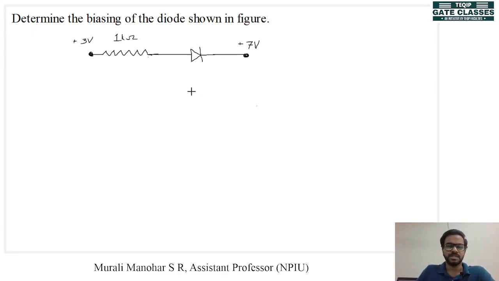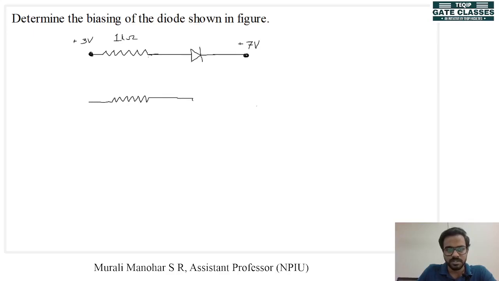In questions like this, we will assume that the diode is reverse biased. So we are making an assumption. After making the assumption, we will check whether our assumption is right. If our assumption is right, then we know the biasing of the diode. If our assumption is wrong, then also we know the biasing of our diode. So if we assume this diode is reverse biased, then we know that a reverse biased diode will act as an open circuit.